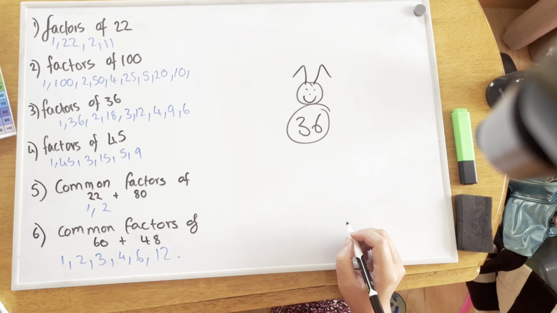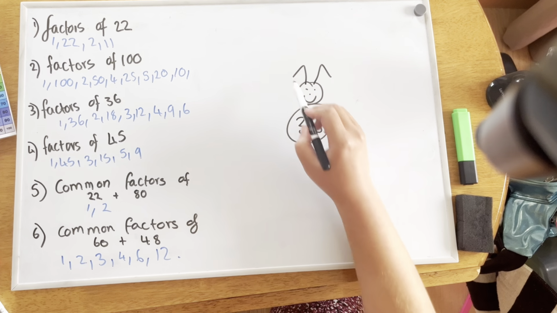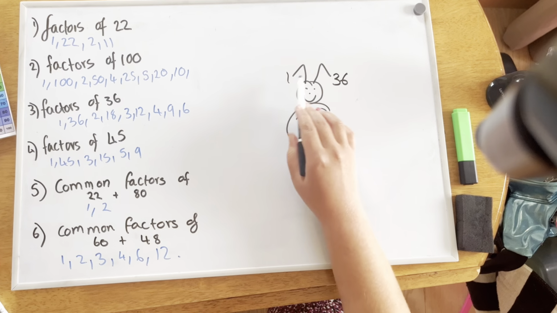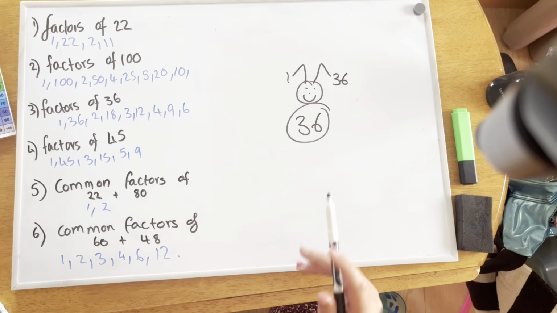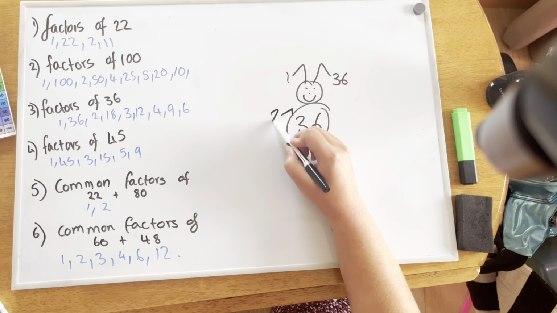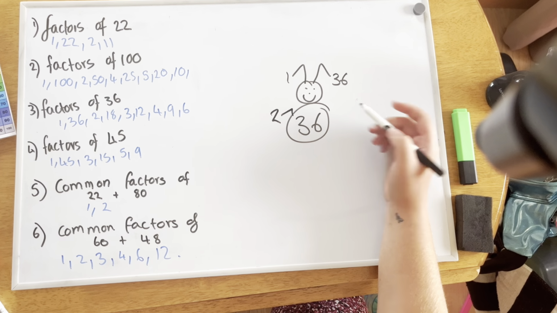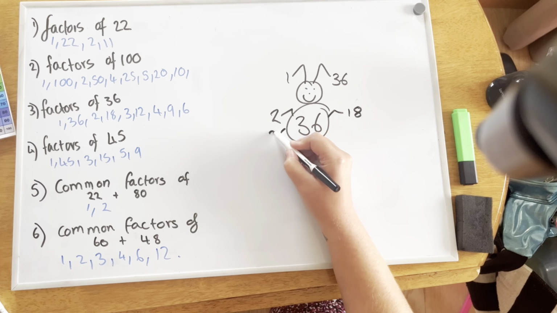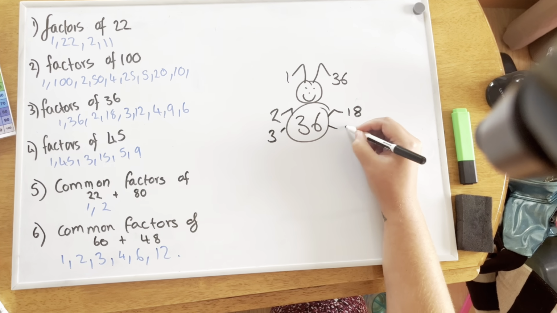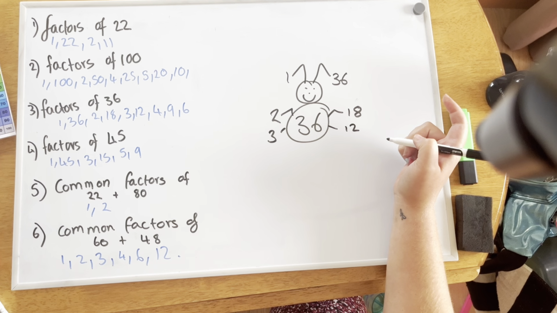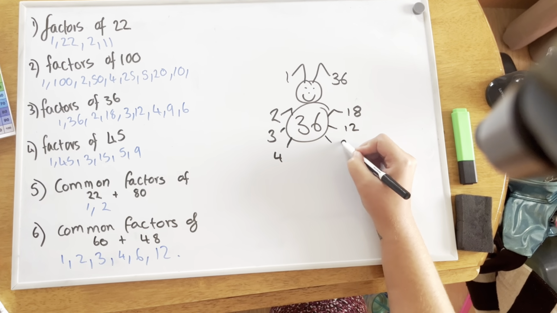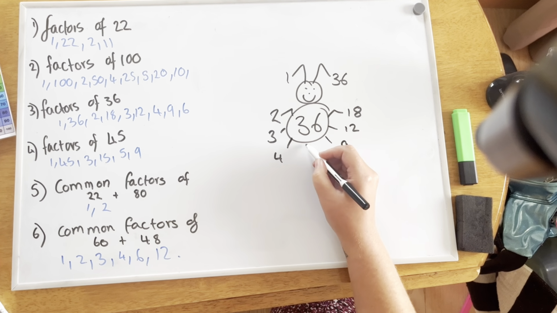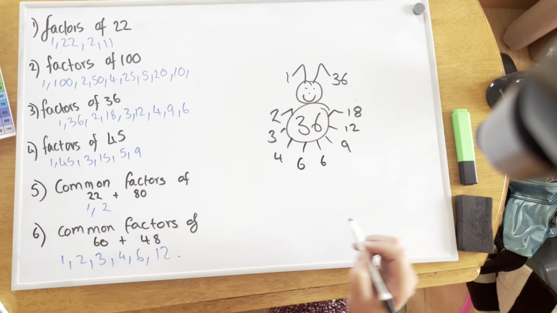Question 3, 36. So I've put 36 in his belly. I've got 1 and 36 here because we always have the same numbers. It's an even number, so we know there's going to be 2. So 2 times what makes 36? 2 times 18 makes 36. 3? Yep, 3 times 12 makes 36. 4, yes, 4 times 9 makes 36. 5, nope, it doesn't end in a 5 or a 0. 6 times 6 makes 36.